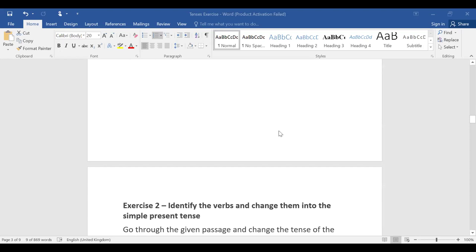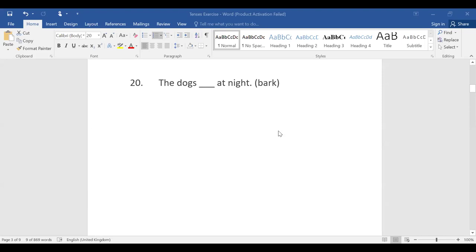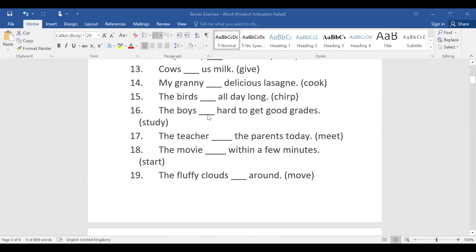Please, Ms. Addo. Yes, madam. Can we go back to question 16? 1-6, okay. Question 1-6. The boys dash. Okay. Hard. Okay. I get it. This one, you cannot add IES to it. Yes, yes, yes. All right.